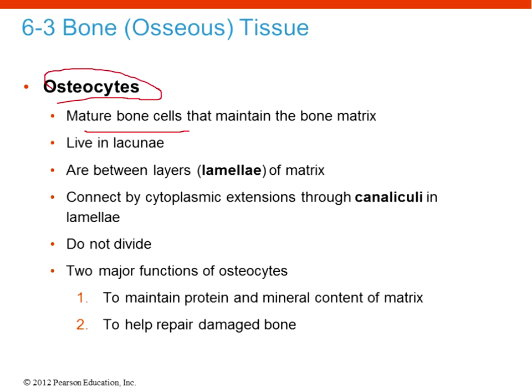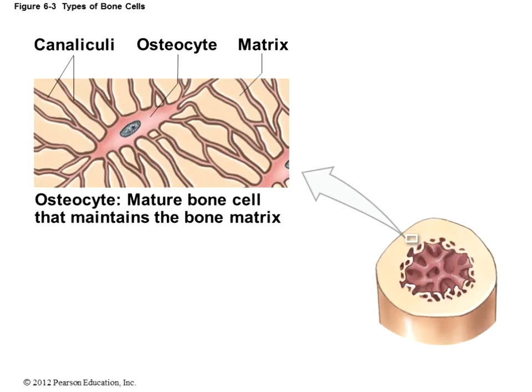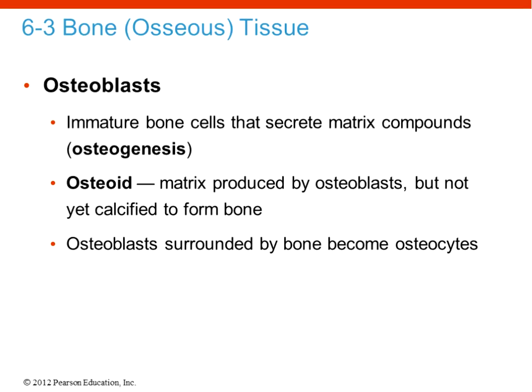And they are connected by canaliculi, which are these cytoplasmic extensions that link adjacent osteocytes. And so the osteocytes, again, have 2 major functions: maintain the mineral content in the cells, but also help with repair of damaged cells. So here's a nice image where you can see the mature osteocyte completely surrounded by bone matrix, and you can see the cytoplasmic extension linking adjacent osteocytes.